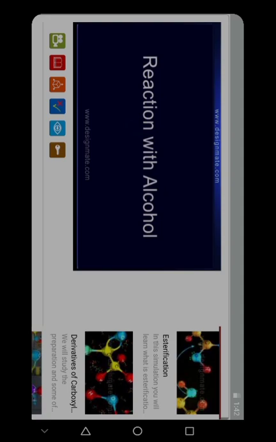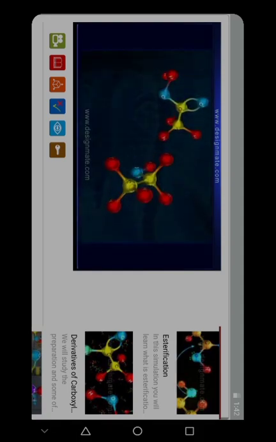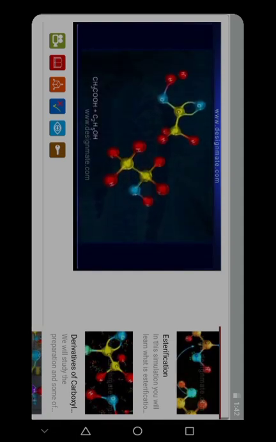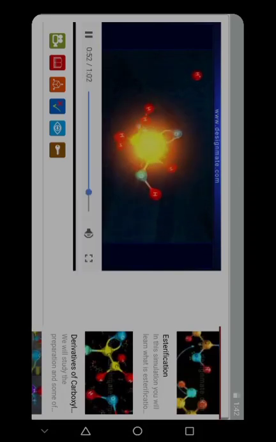Reaction with alcohol. In the presence of a dilute acid or a base, ethanoic acid reacts with alcohols to form esters, which have a fruity smell.